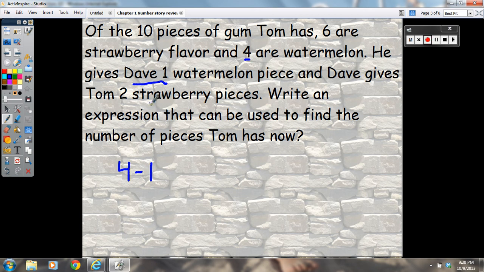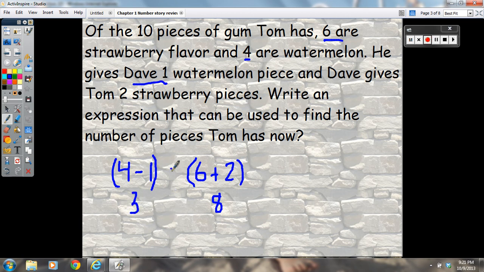But now, Dave gives Tom 2 strawberry pieces. I know that Tom started out with the 6 strawberry pieces. If he's given 2 more strawberry pieces, I would have to add the 2 strawberry pieces to the 6 that he already had. Now what I need to do is figure out how many pieces of gum Tom has at this point. So if I had the 6 plus the 2, that would give me the 8 strawberry pieces that he has. The 4 minus the 1 would give me the amount of watermelon pieces of gum that he had.